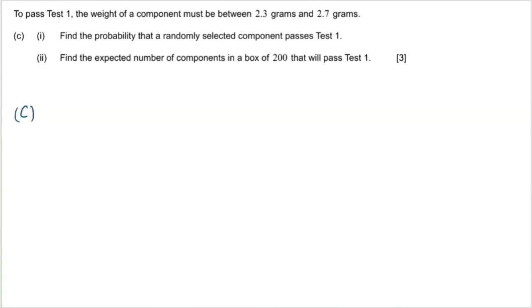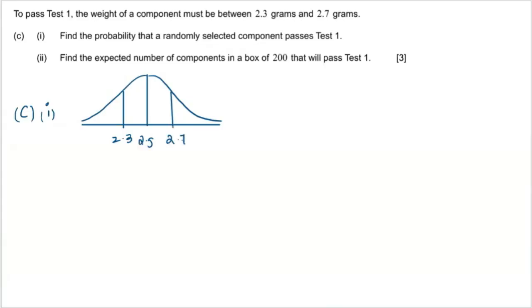To pass test 1, the height of a component must be between 2.3 grams and 2.7 grams. So part C, 1. Find the probability that a randomly selected component passes test 1. In order to pass it, the weight of the component must be within 2.3 and 2.7. So put the 2.5 in the middle and make your bell curve and show it. It should look a bit symmetrical. Show 2.3 over here and 2.7 over here. So this is equal area, like 0.2 to the left, 0.2 to the right.